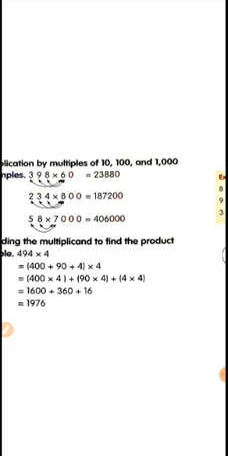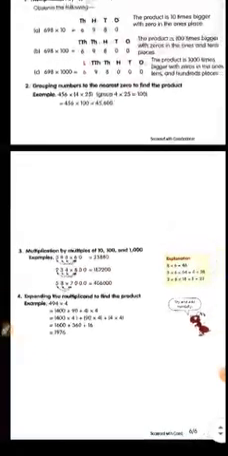So 4 fours are 16 and 2 zeros, 1600. 4 nines are 36 and 1 zero, 360. And 4 fours are 16. When we add them all, we get 1976.